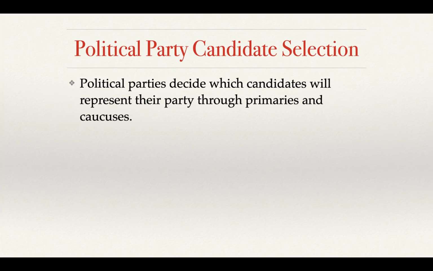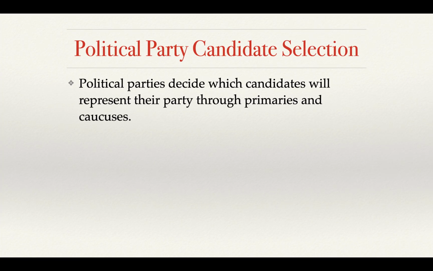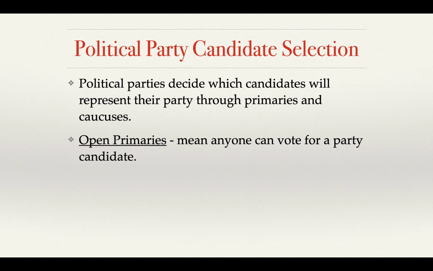All right, so let's look at the political party candidate selection. So how do they even choose their party members? Parties decide which candidates will represent the party through a primary system or a caucus. In Missouri, we have a primary system. Actually, we have an open primary system. Open primaries mean that anyone can vote for a party candidate. Anyone. So you don't have to be a registered Democrat or Republican to vote for the Republican or the Democratic candidates, or vice versa. And what you'll find out is there's some good and bad things about this.